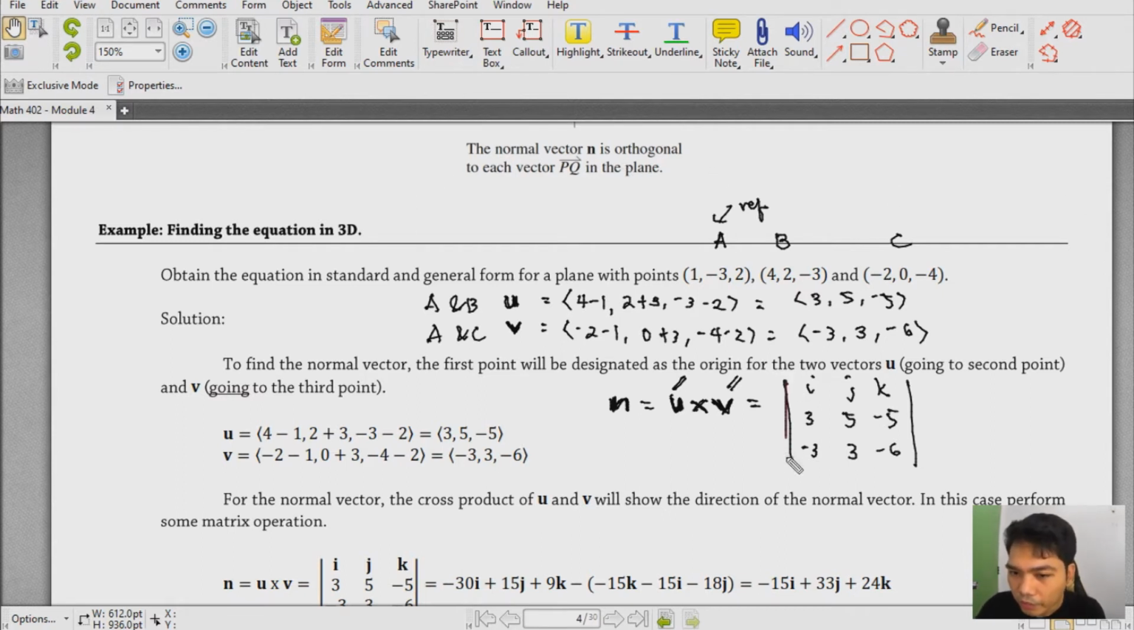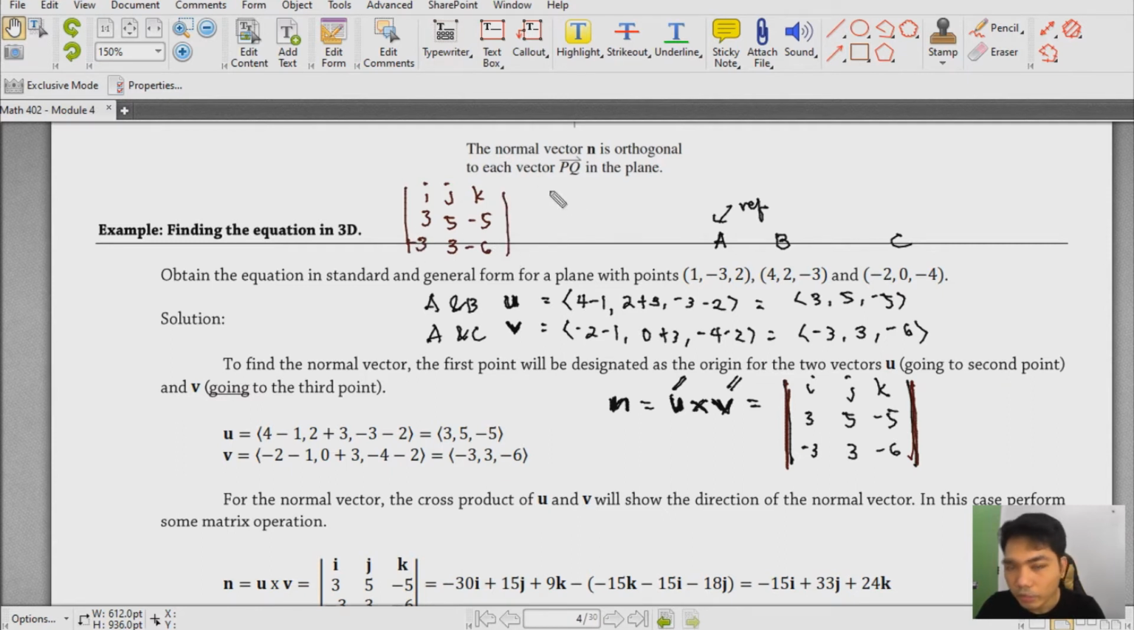Again, the determinant, this is its designation, right? It's like an absolute value. Whenever you have that absolute value symbol on your matrix, you have to expect that you need to determine the determinant. So by using Sarrus' rule, you just have to copy the original: i, j, k, and then 3, 5, negative 5, and then 3, negative 3, positive 3, negative 6.